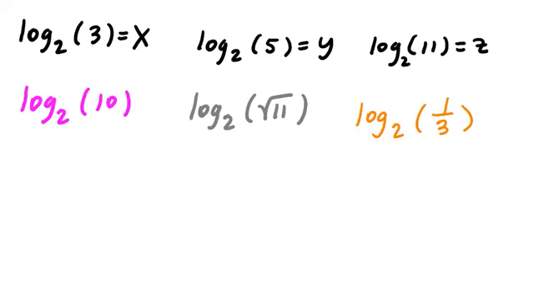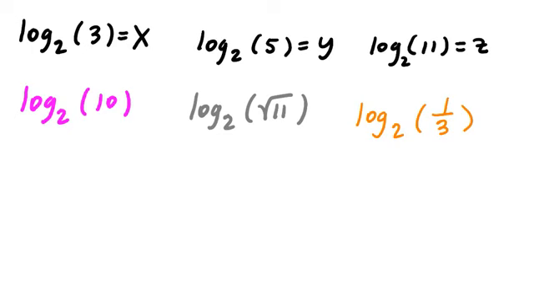I've got 3 more for you. Log base 2 of 10, log base 2 of the square root of 11, log base 2 of 1/3. Now log base 2 of 10, this one's a little tricky, because it's like, how do I make 10 out of 3, 5, and 11? You really can't. What you're going to have to do is use that 2 as well, and then actually analyze one of these logs.